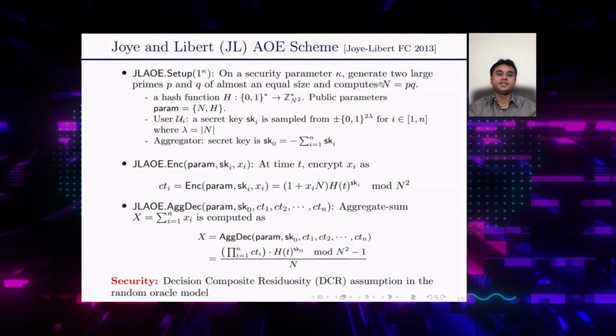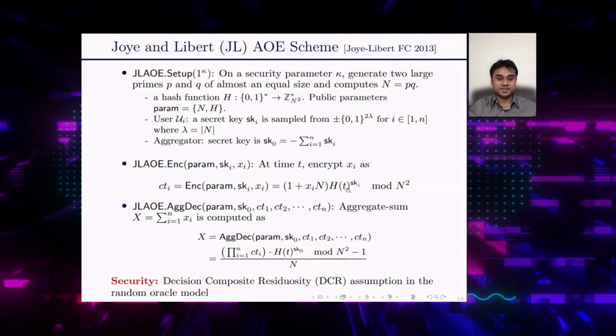In the setup phase, there is a trusted dealer who generates two primes, P and Q, of almost equal size, and computes a composite modulus N, which is equal to the product of P and Q. The setup algorithm also randomly samples secret keys of length 2 lambda bits, and the aggregator has a secret key which is the negation of the sum of all the secret key values of the users. The encryption algorithm encrypts the value x_i as (1 plus x_i times N) times the hash of t to the power sk_i, mod N squared. So this is like a Paillier-style encryption.